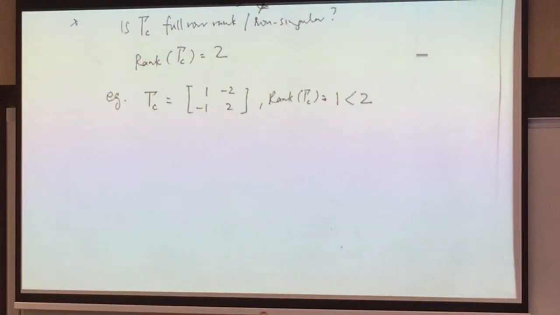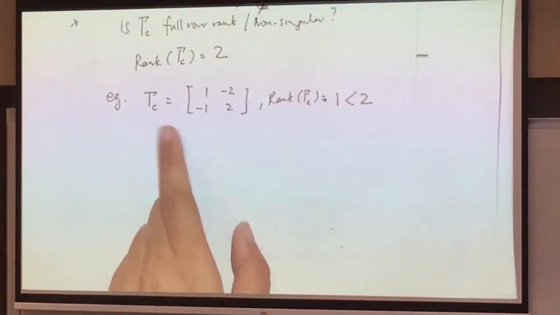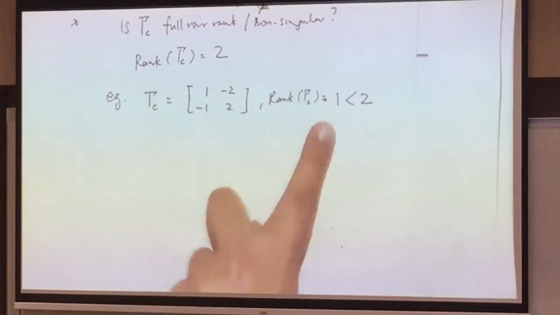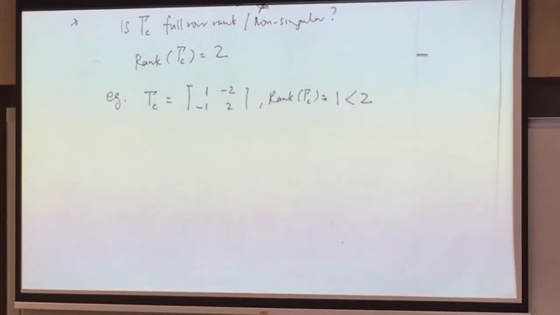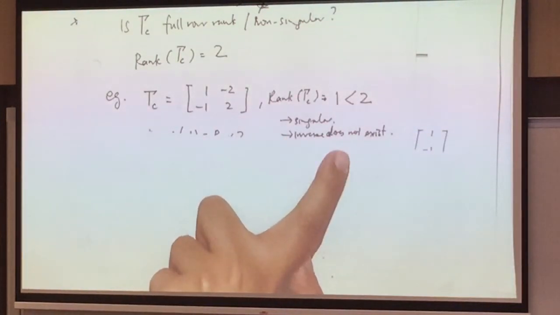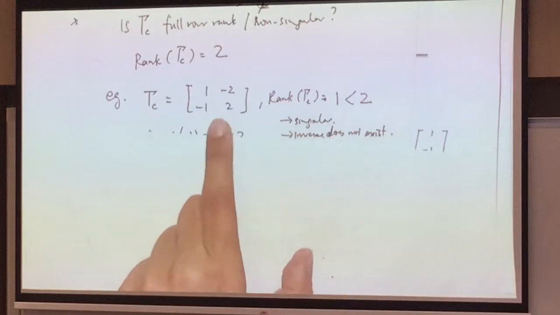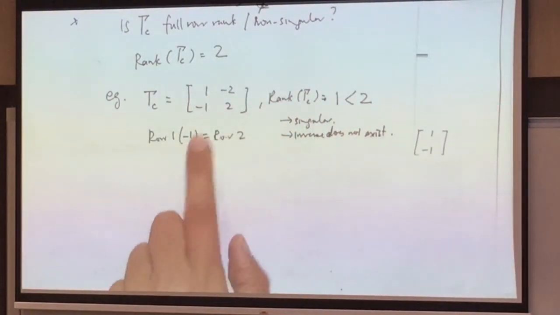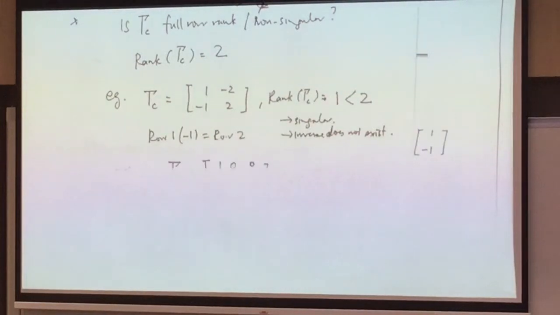If you have the controllability matrix 1 minus 2 minus 1, 2, it's very obvious it's not full row rank, it's singular. This is singular and its inverse does not exist. Remember that: a singular matrix does not have an inverse, because row 1 times minus 1 is row 2.